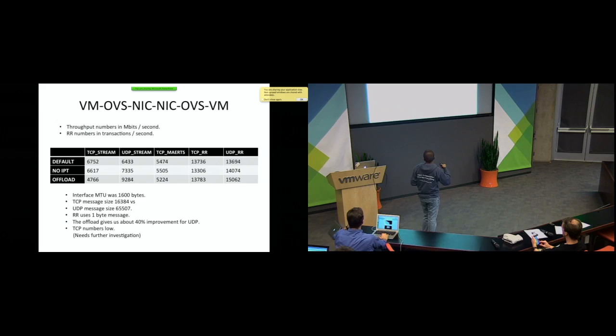And this is the configuration: interface MTU was 1600 bytes, the TCP message size is 16K, UDP message size 65K, and the RR always uses 1 byte messages. So offload was 40% if you use VirtIO, but with vHostNet it's probably 30%, because with vHostNet you actually already get almost 1 gig improvement. TCP numbers are low, and that needs to be investigated.